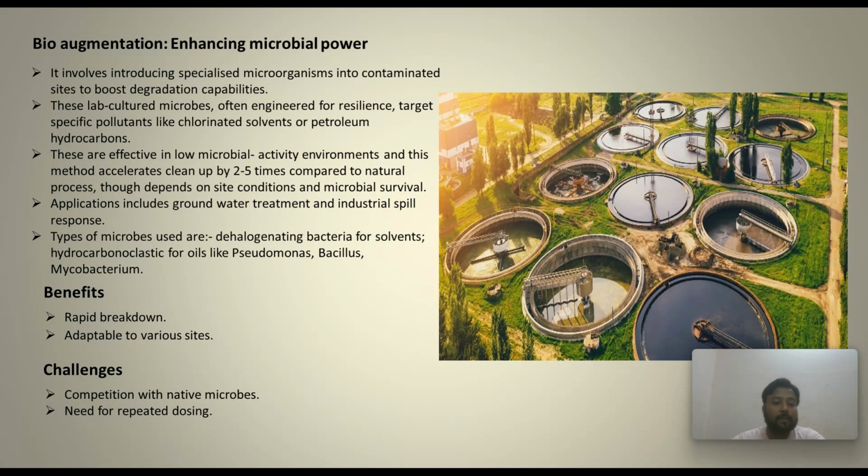Some of the types of microbes that can be used are dehalogenating bacteria for solvents, or hydrocarbonoclastic bacteria for oils, like Pseudomonas, Bacillus, Mycobacterium. Some fungi you can also use, like Trichoderma. What are the benefits? Benefits are, it can help in rapid breakdown, and it is adaptable to various sites. And some of the challenges we can face with bioaugmentation are, it competes with the native microbes that live at the site of contamination. Then it needs repeated dosing. It means a time-to-time repeated dose of this bioaugmentation is needed.